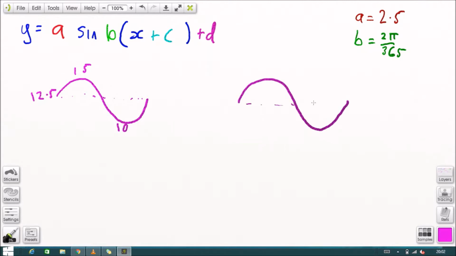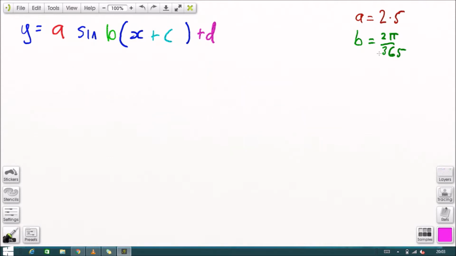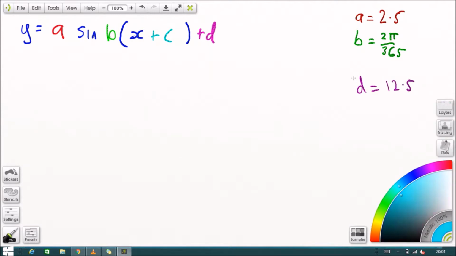We want to shift it up so that the maximum is at 15 and the lowest point is at 10. A normal sine graph goes from -1 up to 1, and it rests at 0. Our resting point is going to be 12.5. So that resting point is how much we have to shift the whole graph up by. So d will be 12.5. Right, that leaves us with c.